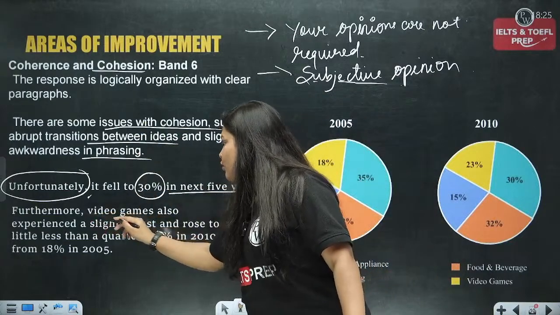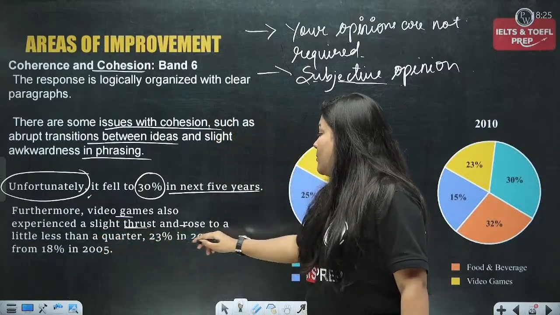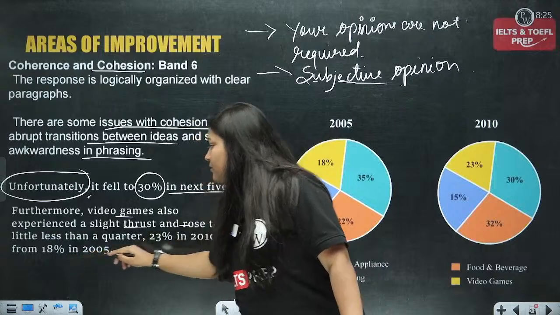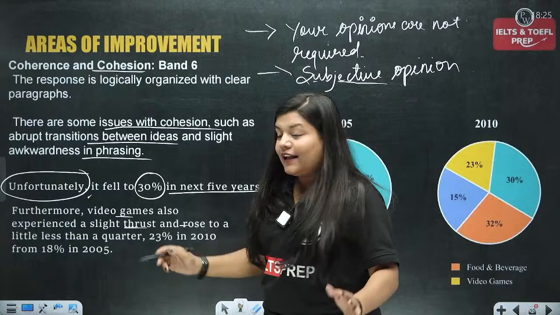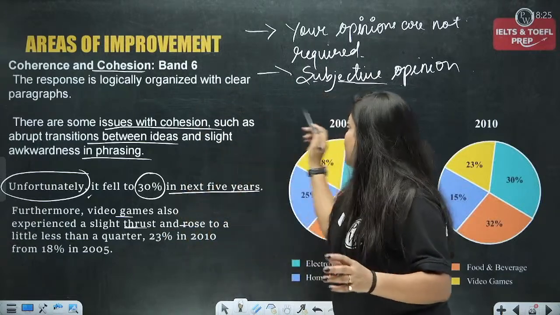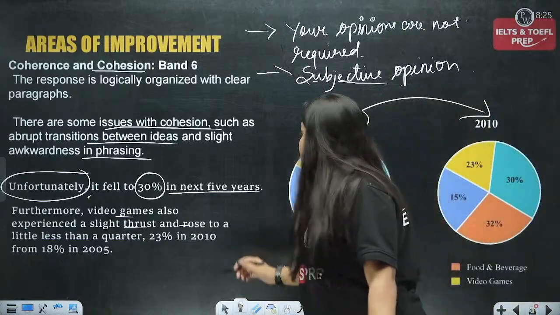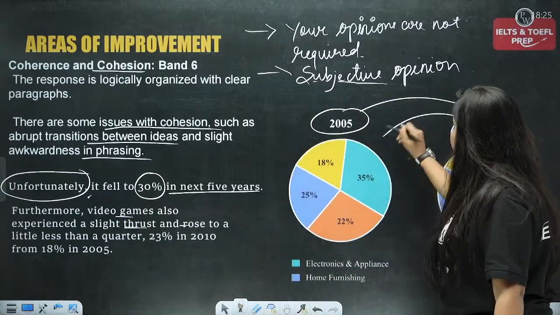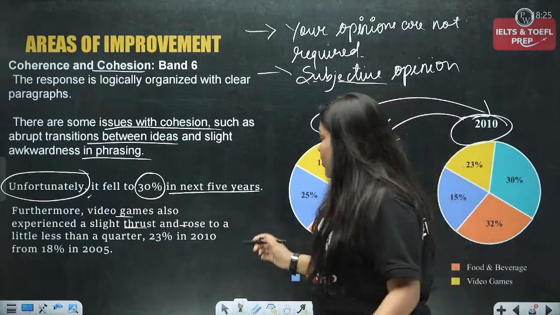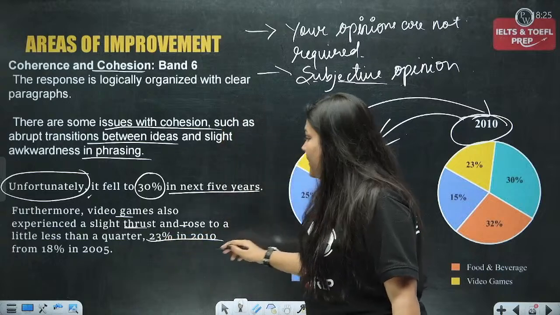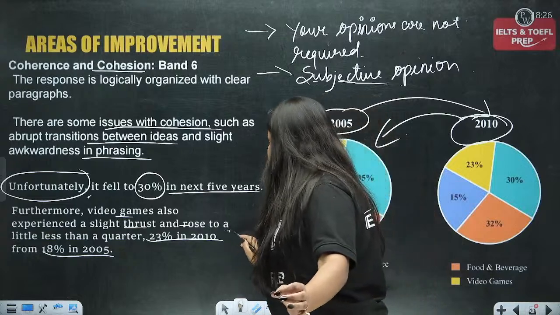"Furthermore, video games also experience a slight thrust and rose to little less than a quarter, 23% in 2010 from 18% in 2005." Now here, what is the mistake? Let me just tell you. So far in the entire answer, the student was writing comparing this year to this year, right? And all of a sudden in the last paragraph, the student compares the data of this year to this year. Let me just tell you what I'm trying to tell you over here. Just have a quick look: 23% in 2010 and from 18% in 2005. Now here, a little bit of confusion will occur.